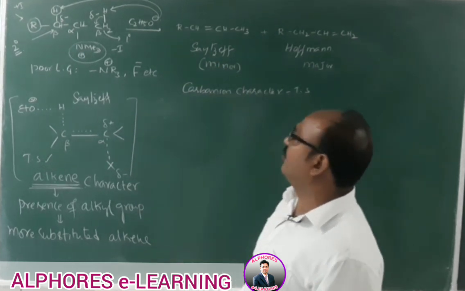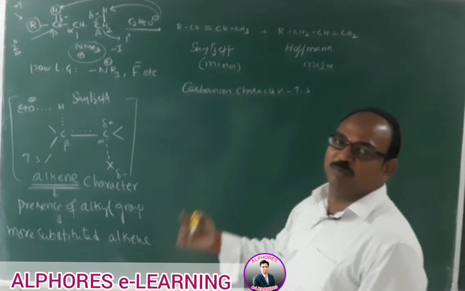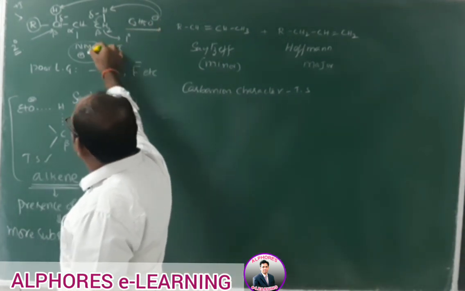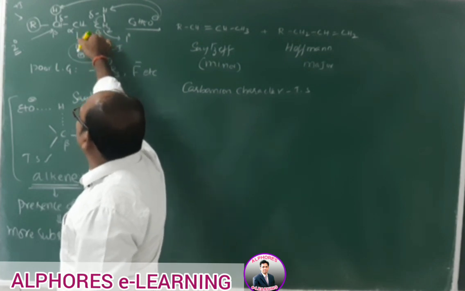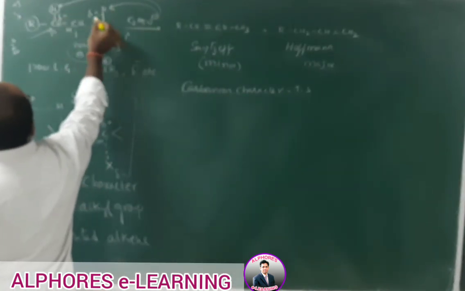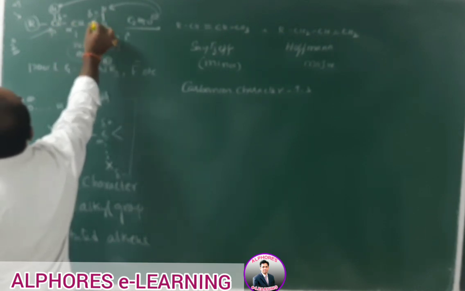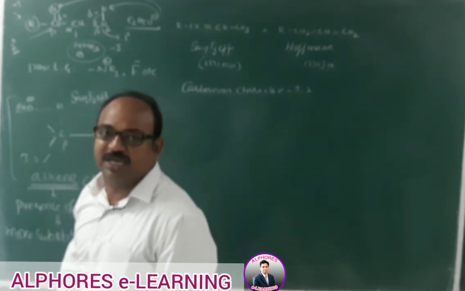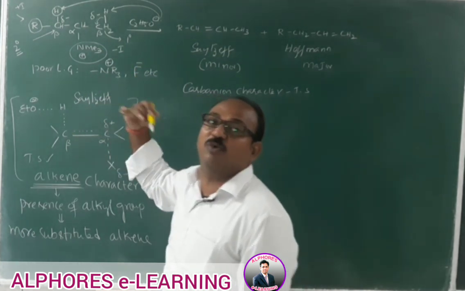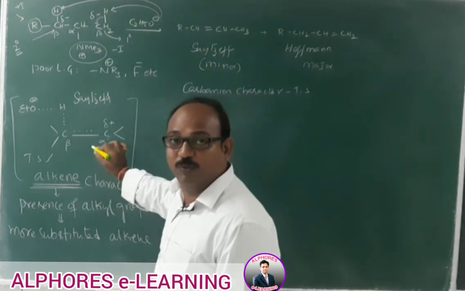Normally in Saytzeff elimination, the more substituted alkene is the major product, but there is an exception: if the leaving group is a poor leaving group, because of it, it cannot pull sigma bond electrons towards itself. As a result, the base has to approach either of the two beta carbon hydrogens, and that beta carbon acquires partial negative charge. Partial negative charge develops on both beta carbon atoms, and we check which carbanion can be more stabilized.